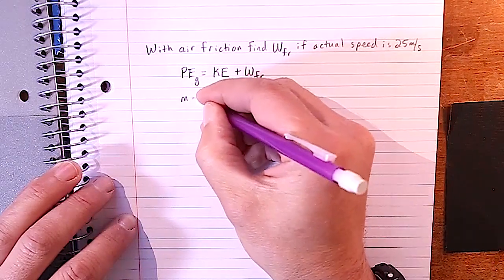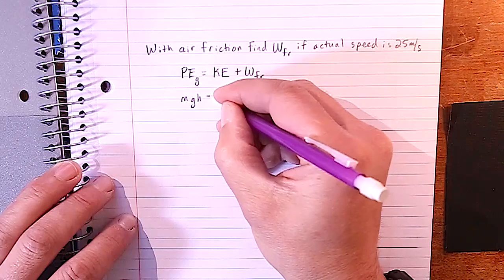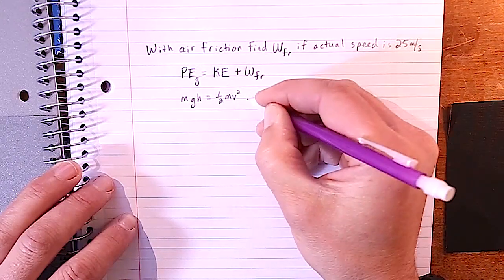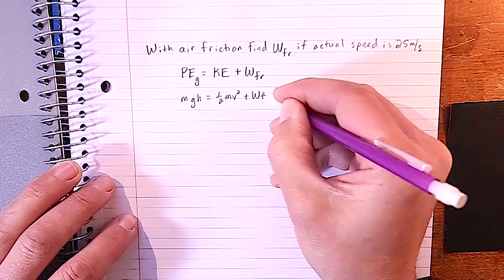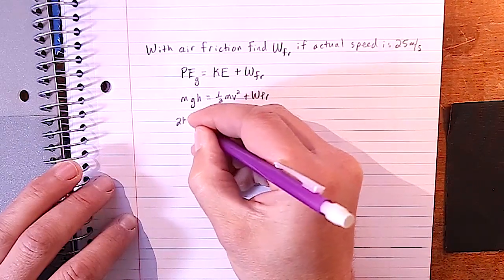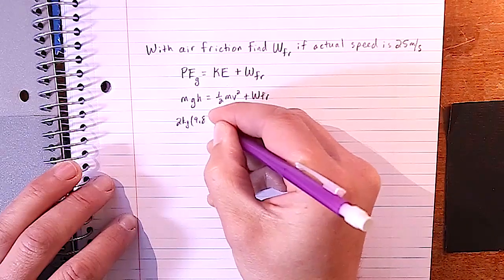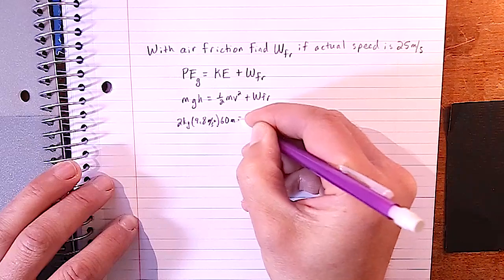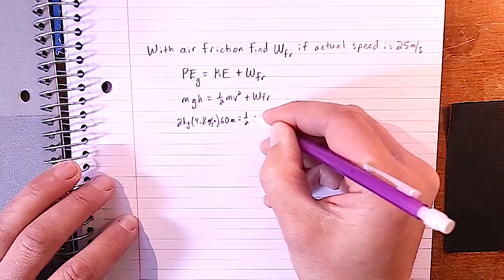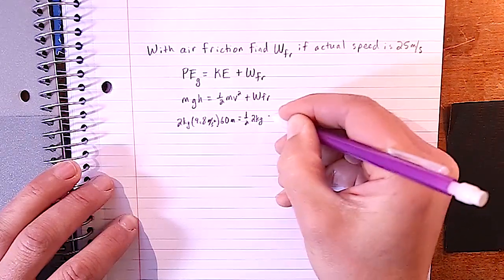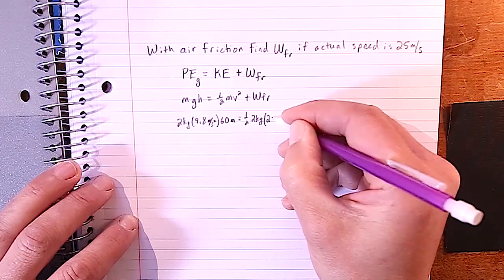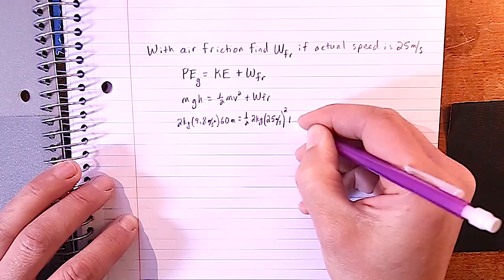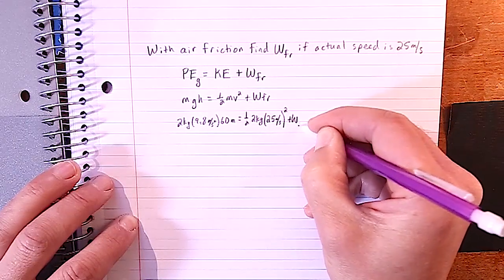It's going slower because some of that energy turned into work by friction. So we do it the same way. We just can't cancel out the mass this time, 1/2 mv squared. And then we leave that as work done by friction. So we have 2 kilograms times 9.8 meters per second squared times the height of 60 meters is equal to 1/2, again, 2 kilograms. And now it's only going 25 meters per second, plus the work done by friction.